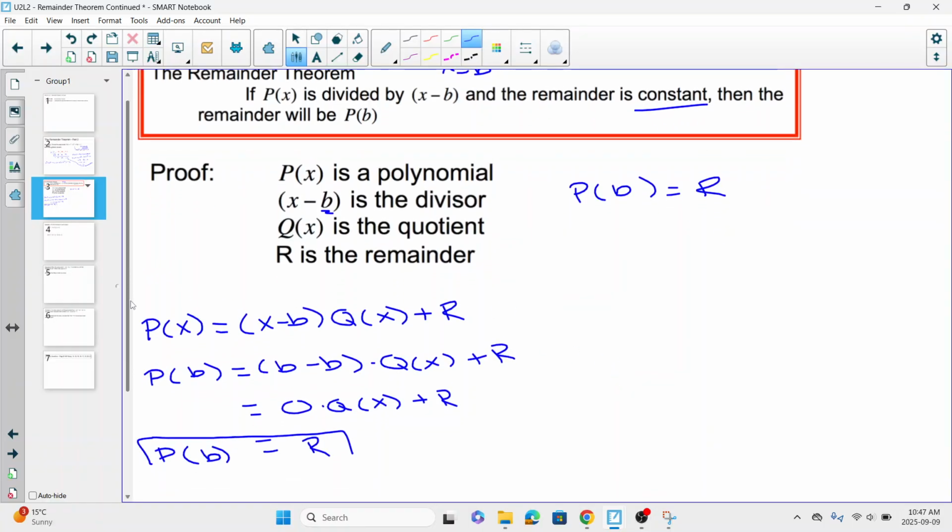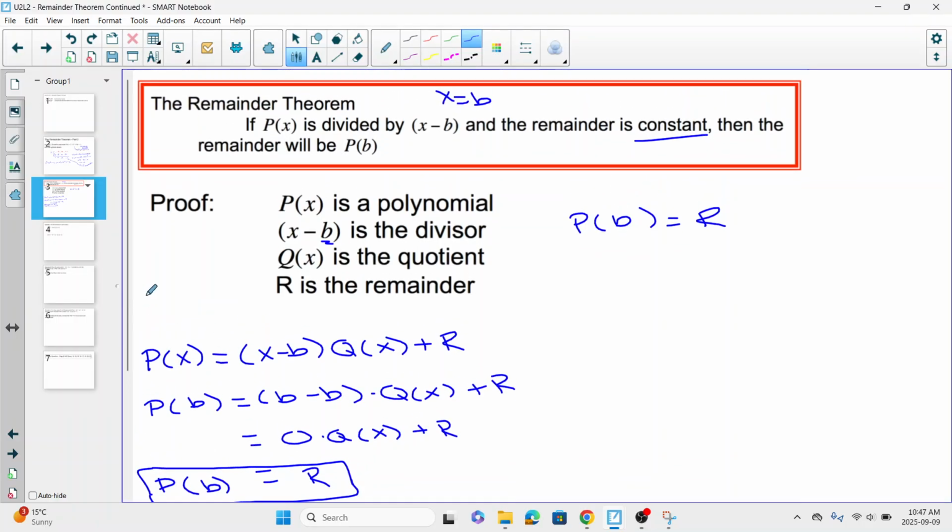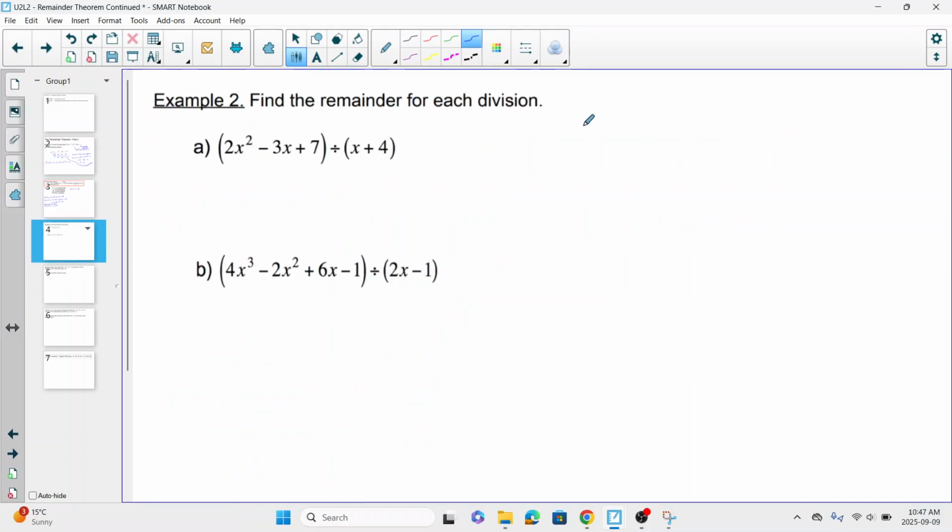Okay, so the proof, I'm not going to ask you to replicate that, but just for my why learners, why is that the case? Why does that happen? There's your algebraic proof, and we'll play around with Desmos a little bit after as well. So find the remainder for each division. We've got this quadratic, or degree 2 polynomial, 2x squared minus 3x plus 7. We're dividing it by x plus 4, and all we are asked to do here is find the remainder.